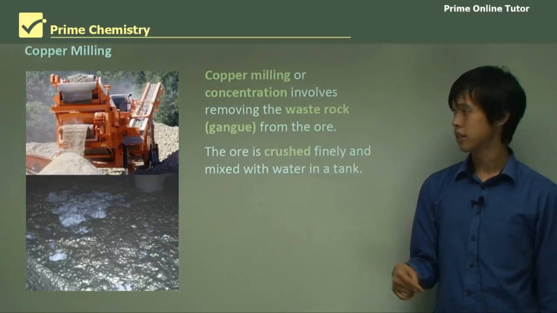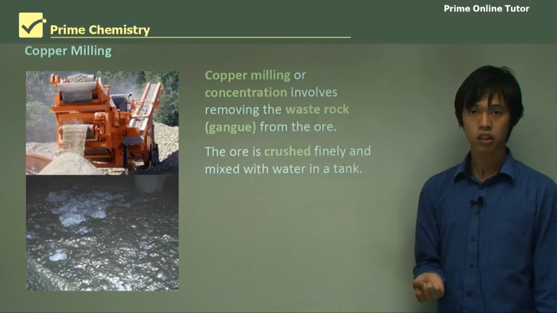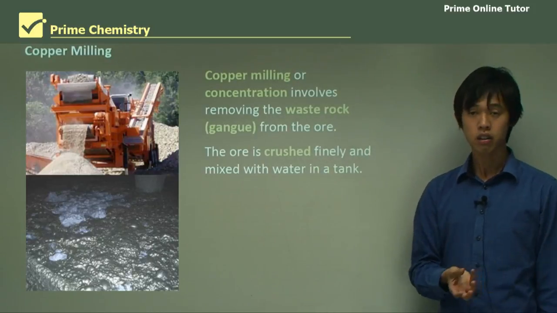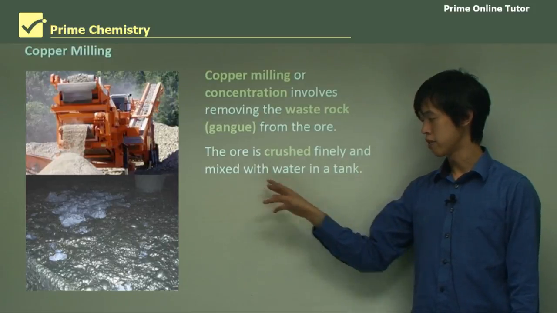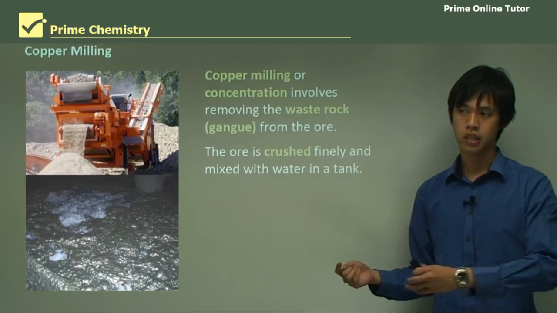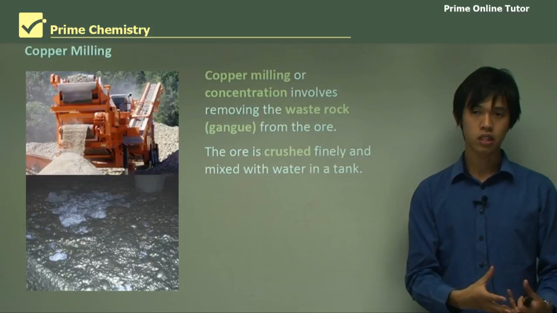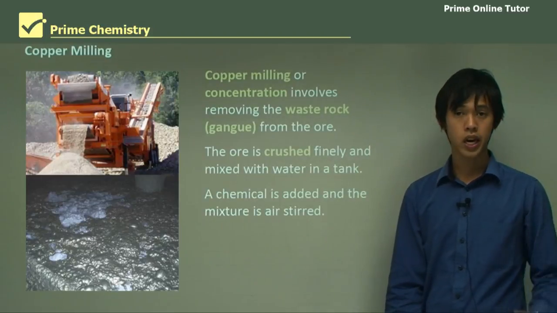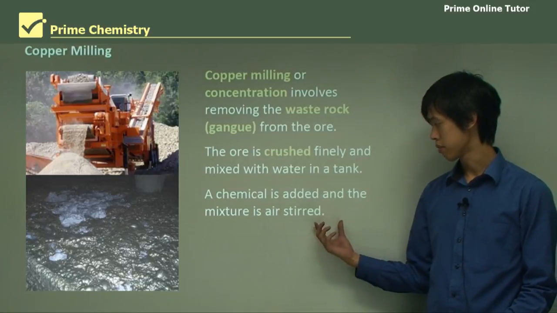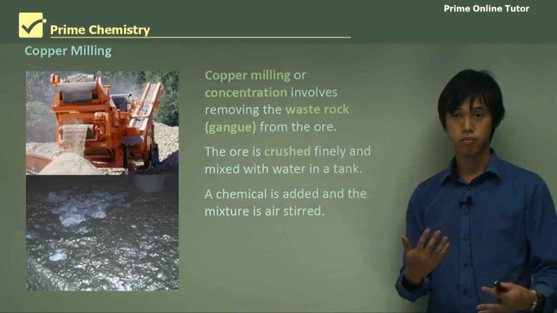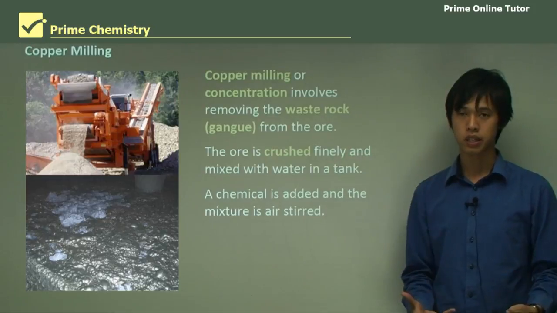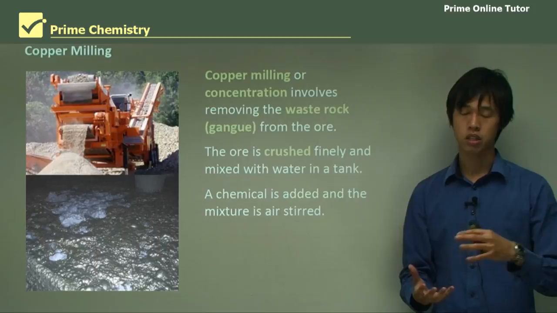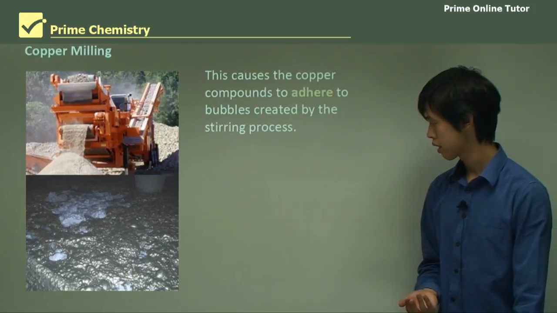What happens is we take the ore, we crush it in a rock crushing device and make it into almost a fine powder. Then we mix it with water in a tank. Then we add a particular chemical and stir the rock, water and chemical solution.